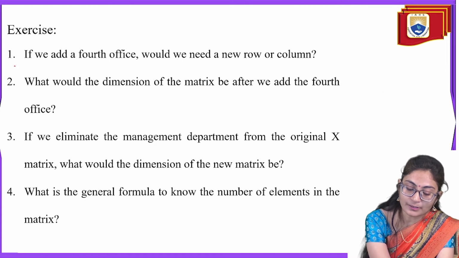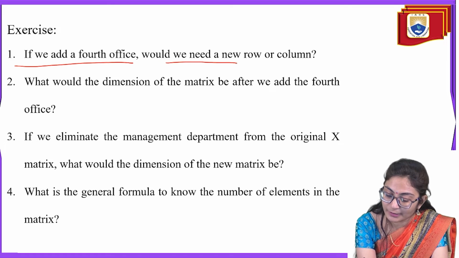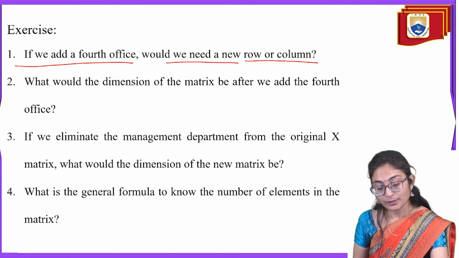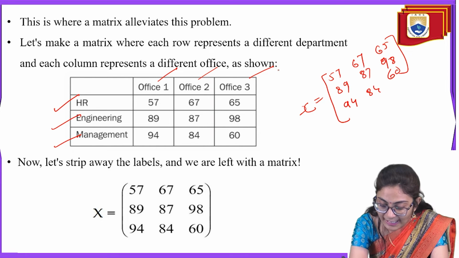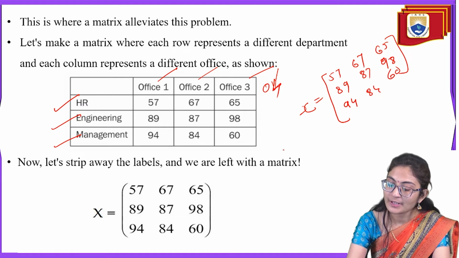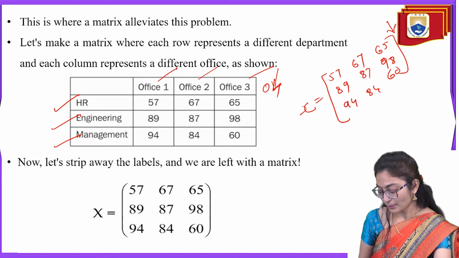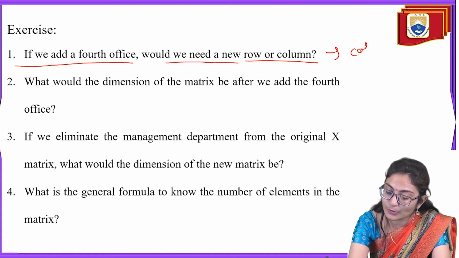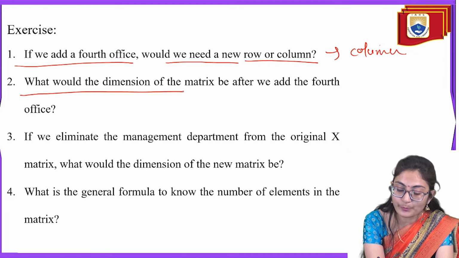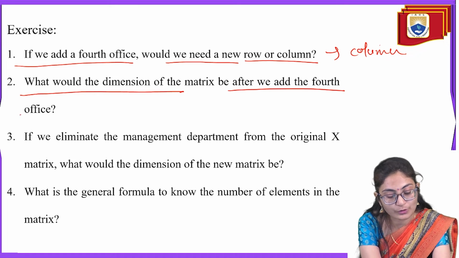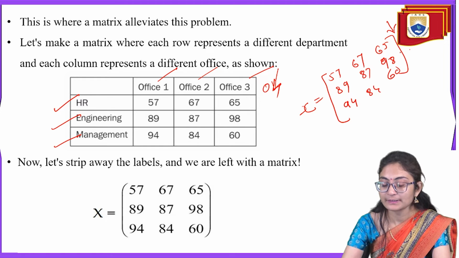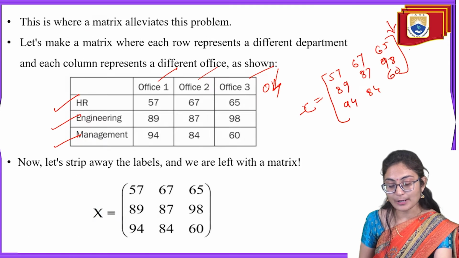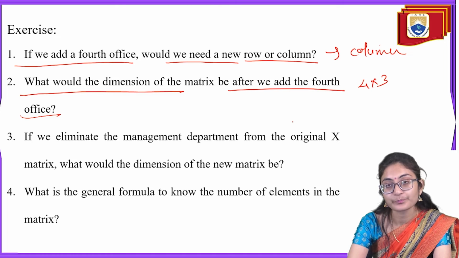First, if we add a 4th office, would we need a new column or row? Obviously, if we have to add office 4, then we will add it here. That means we have to add a new column. So here the answer is a column. What would be the dimension of the matrix after we add the fourth office? Its dimension will be 4 by 3.